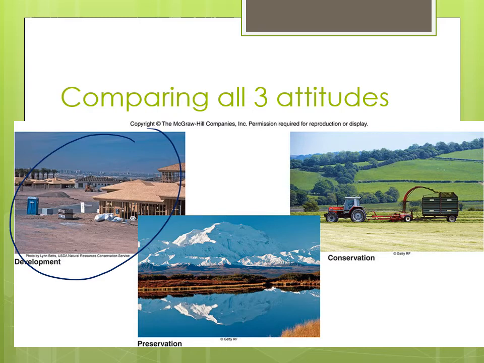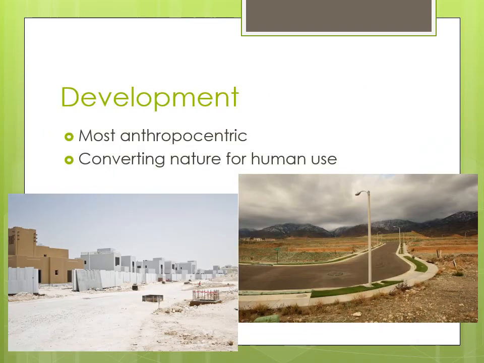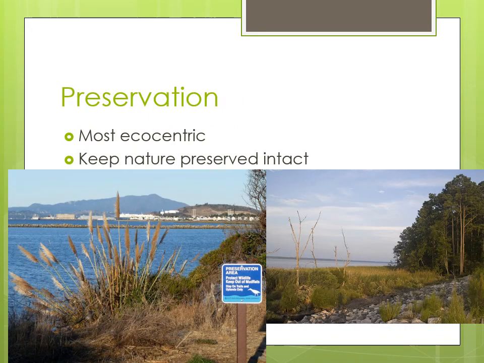Preservation, talking about preserving the ecosystem. So you can guess which that one is, probably ecocentric. Conservation is conserving what we have, so being able to use things effectively, but not get rid of or diminish. All right, so development is the most anthropocentric. It's converting nature for human use, building stuff, construction. Preservation is the most ecocentric. It keeps nature preserved and intact. So preservation areas, you're not allowed to do anything to them. So you leave it alone completely.